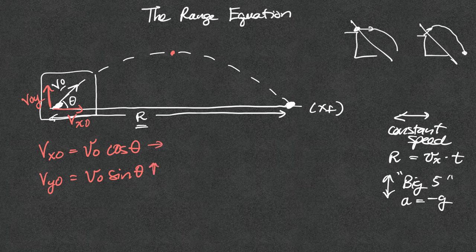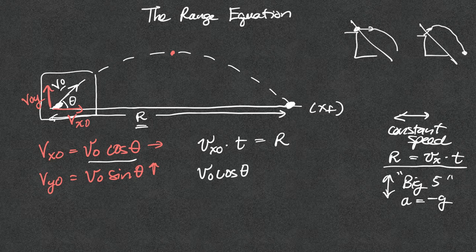And so let's do our first equation. Our first equation then is that Vx sub 0 times t equals our range, because the horizontal motion is just constant speed. So let's go ahead and plug in for Vx sub 0: v naught cosine theta times t is equal to the range.